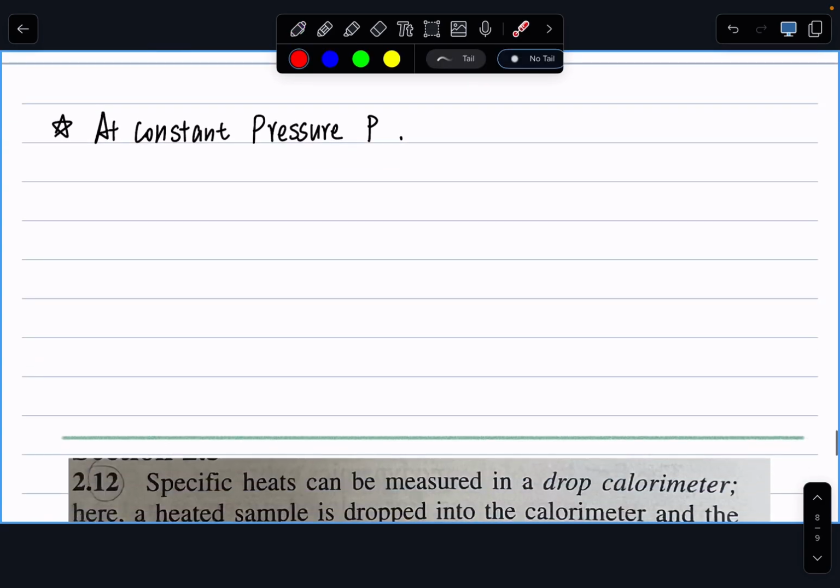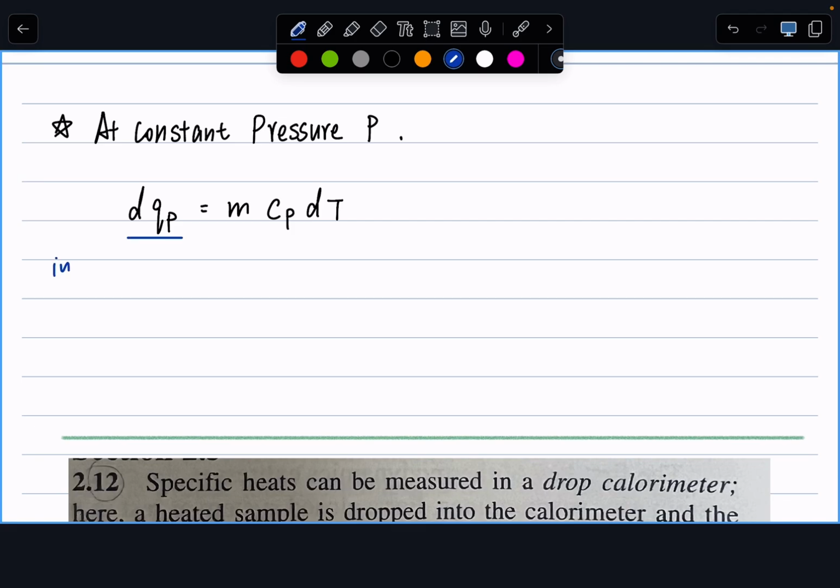If we limit ourselves to, say, constant pressure, for example, we can have the derivative of Qp equals mass times Cp dT. So in this case, we're looking at infinitesimal changes of heat at constant pressure. Like, what exactly are we talking about? Now, this dQp term here is the infinitesimal amount of heat that's being transferred.